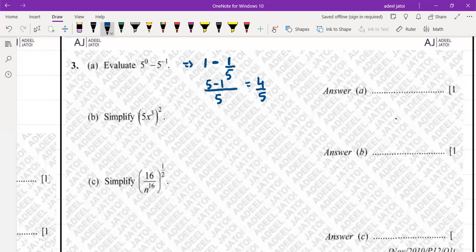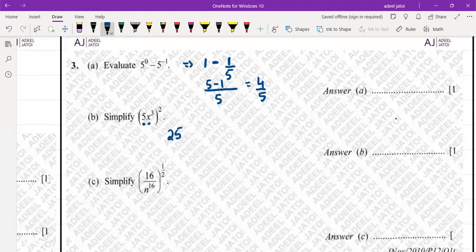Part B, simplify, note that there's a square. You need to understand this square is on both the number as well as on the variable. So we will be writing down 5 square is 25.